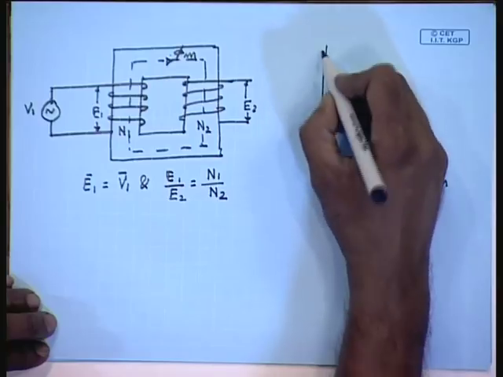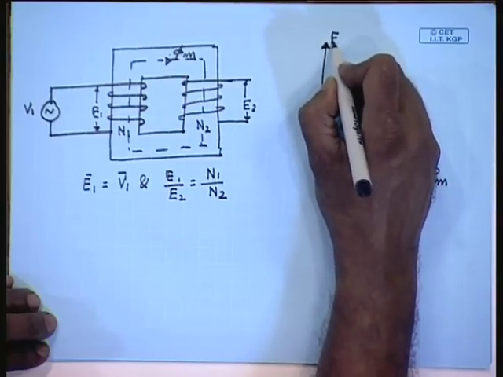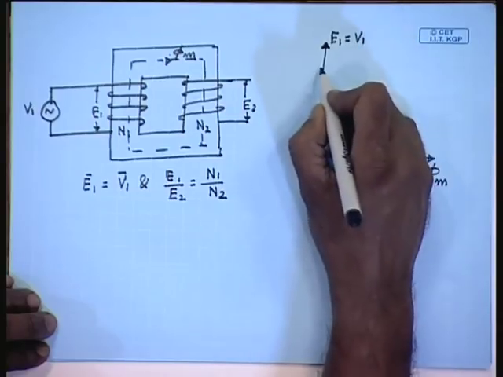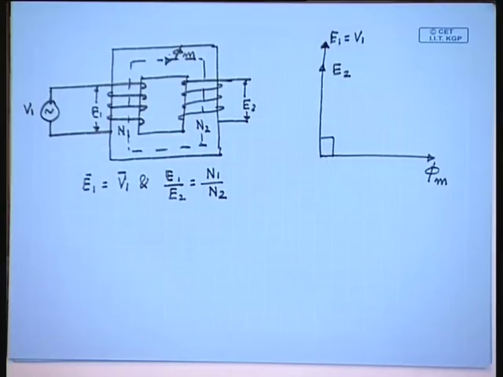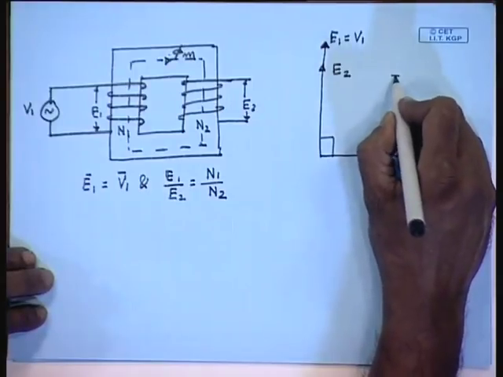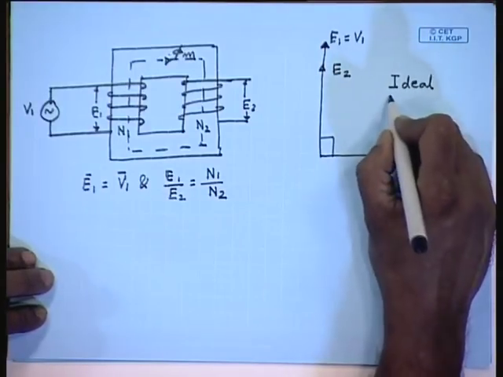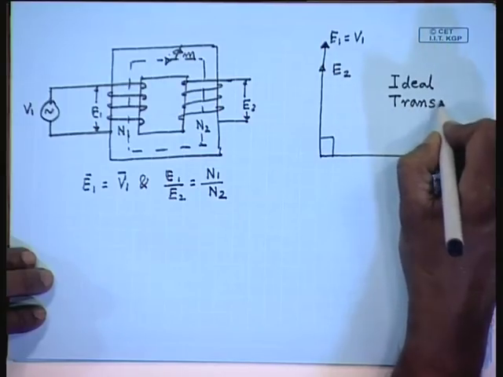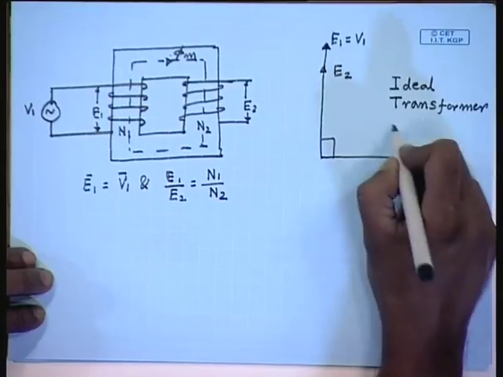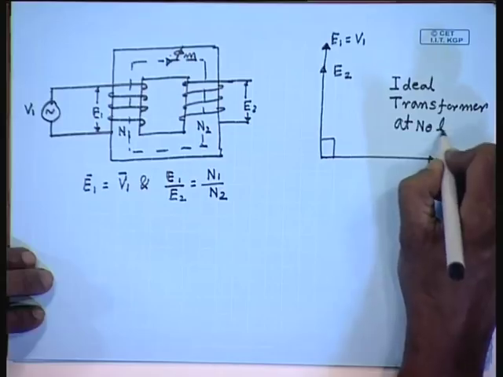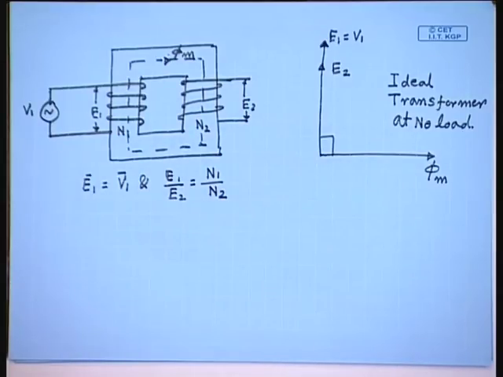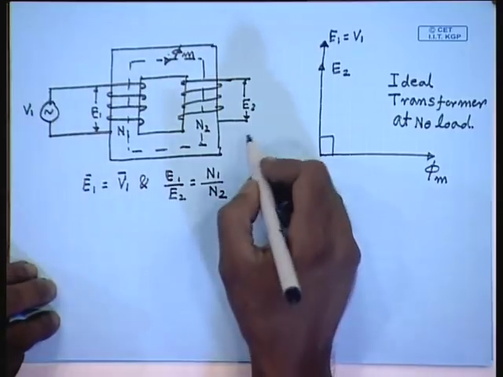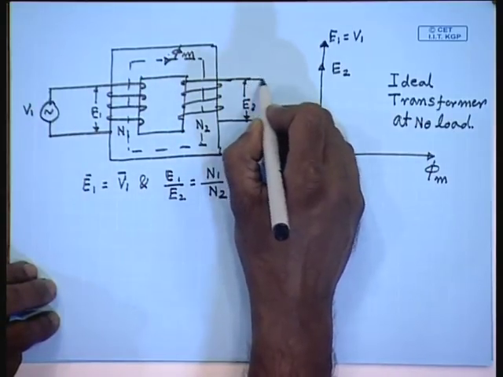The voltages V1, E1 and E2 lead it by 90 degrees. So, this is the phasor diagram of an ideal transformer at no load, since no load has been connected on the secondary side. Now, suppose I connect a load of impedance ZL on the secondary side.